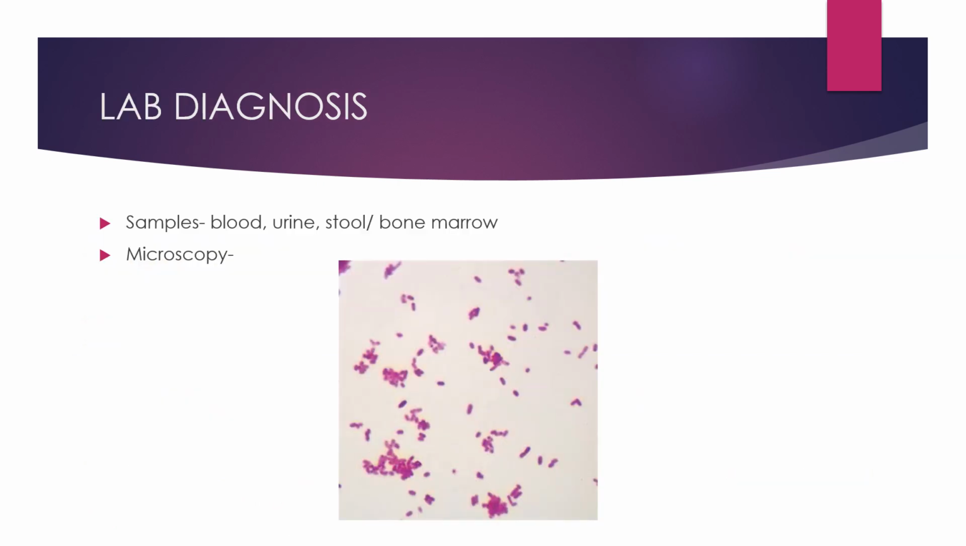In lab diagnosis, we take samples of blood, urine, stool, or bone marrow. Amongst every sample, the blood sample is the most important. However, we take the urine, stool, and the bone marrow too. In microscopy we have gram staining, and as I said already, the description is what we are going to see under the microscope.